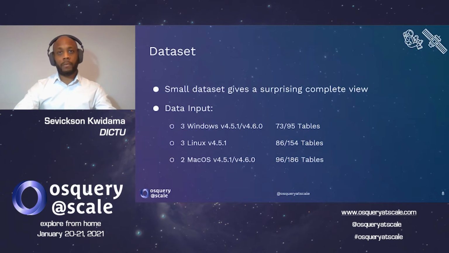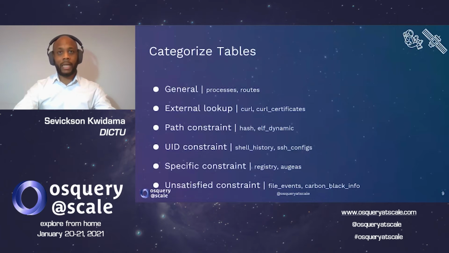To get out of the tables, I had to categorize the tables to make the table selection logic work in my code. General tables are just tables that you can just run select star from, like processes or route. External lookup tables is for the curl tables. Path constraints are tables that need the directory of file path to give results, like hash and ELF dynamic.